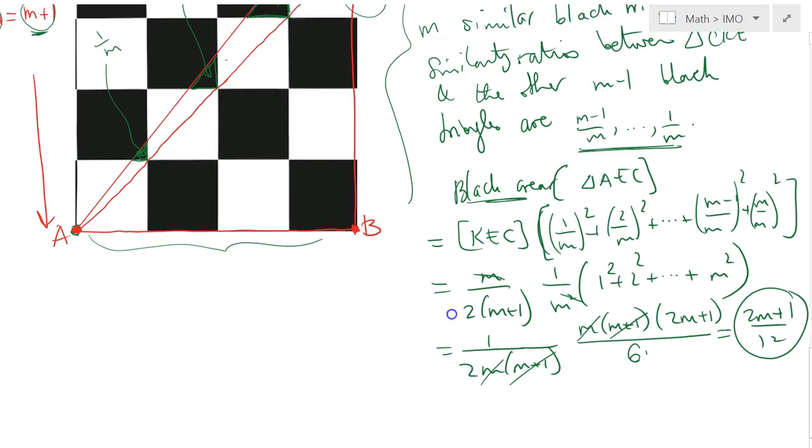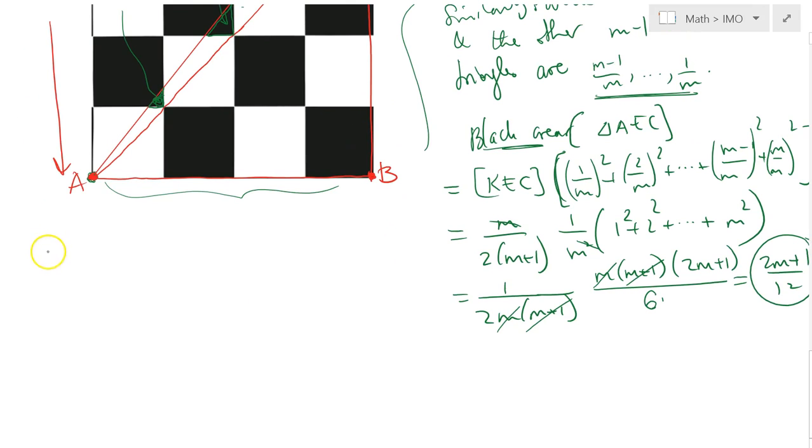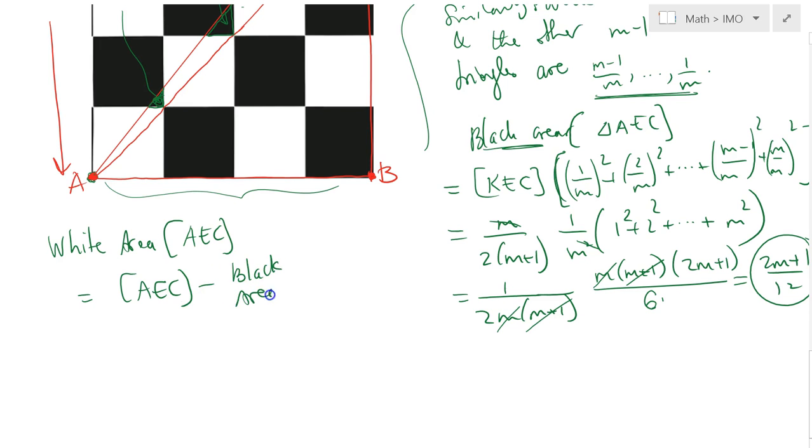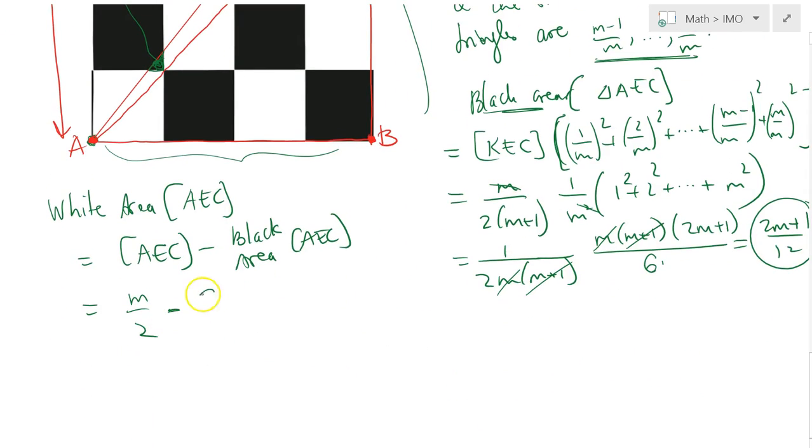Now we can, in a similar fashion, calculate the area of the white part. Or no, I can be smarter than that. Let's write that. The white area of triangle AEC is simply equal to the whole area AEC minus the black area of triangle AEC. Now the whole of AEC is just m over 2, right? So the dimensions are m by 1, m times 1 over 2, minus this number here, (2m plus 1) over 12. When we do the algebra, we get (4m minus 1) all divided by 12, because 6m minus 2m is 4m, minus 1, over 12.